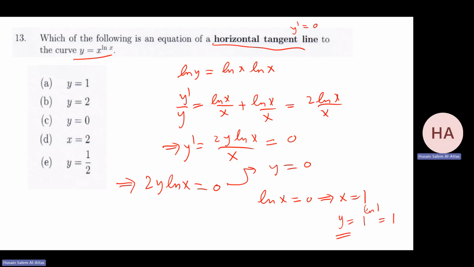So this is the answer. Y equals 1 is an equation. Y equals 0 is impossible, since I would have 0 equal x to the power ln x, which is impossible to be true. So this is rejected. So y equals 1 is the only solution.